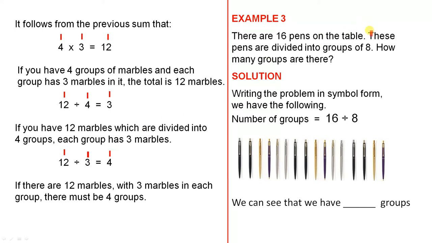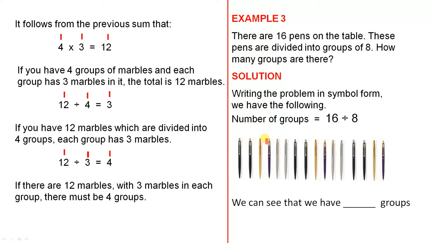Example 3. There are 16 pens on the table. These pens are divided into groups of 8. How many groups are there? Writing the problem in symbol form, we have the following. The number of groups is 16 divided by 8. So we know that each group has 8 pens.